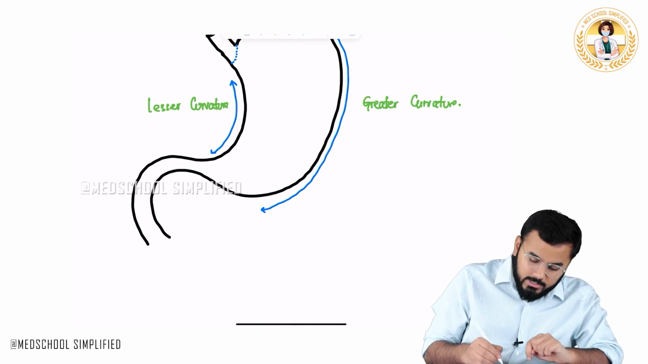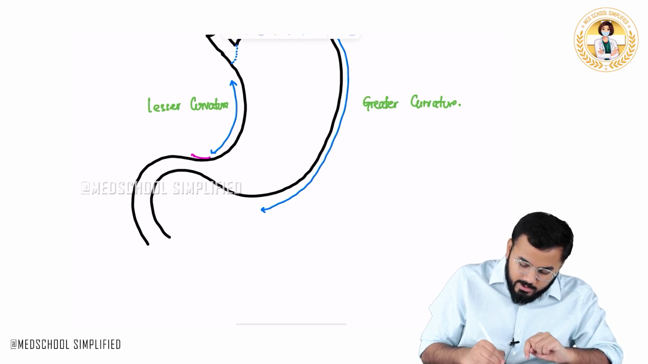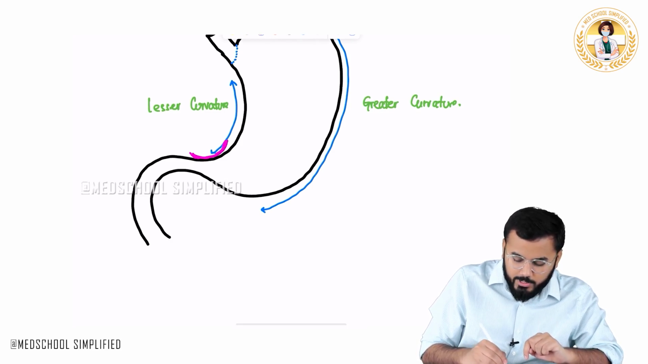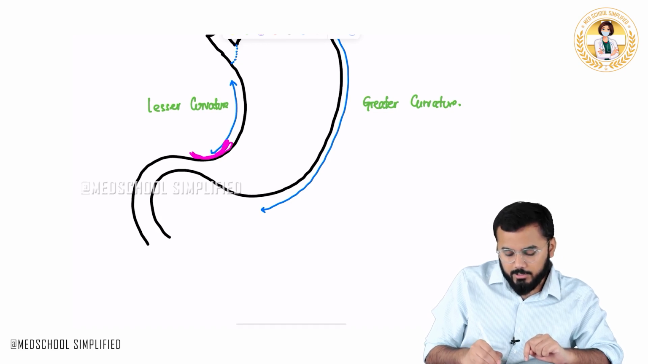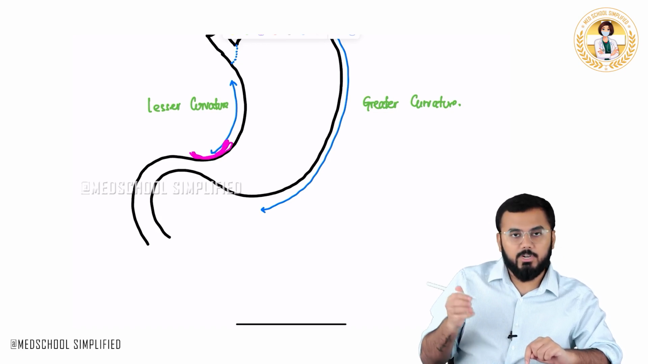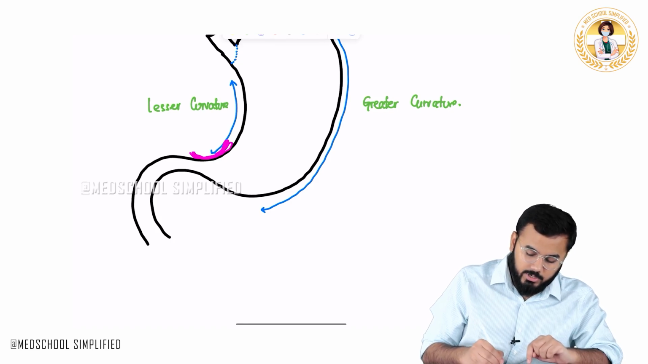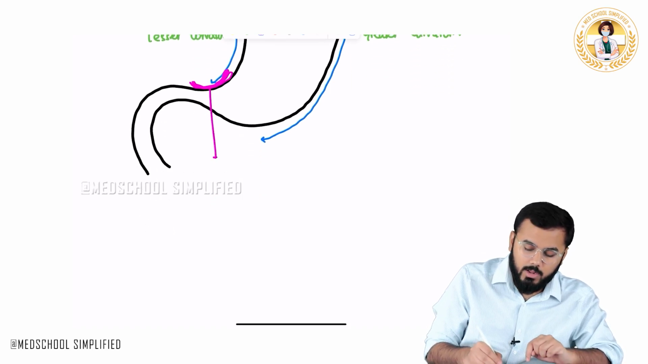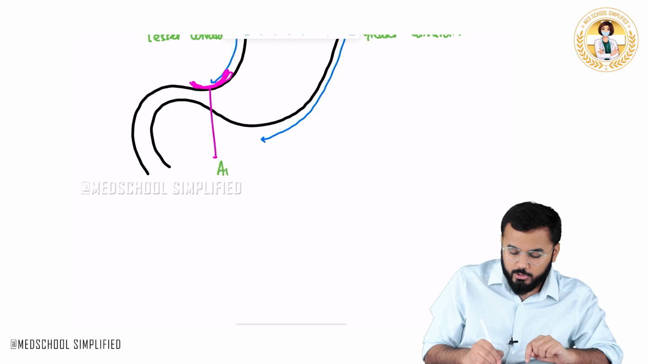And next important thing is that here you will see a notch like thing. It is more depressed over here. I did not draw the depression, but still there is a depression like thing. So this depression over here is called your angular notch.